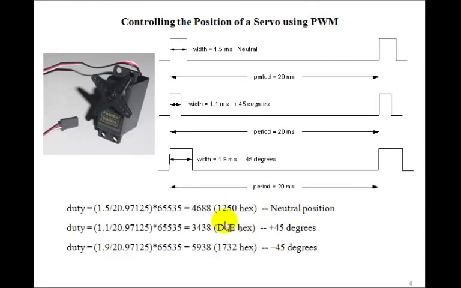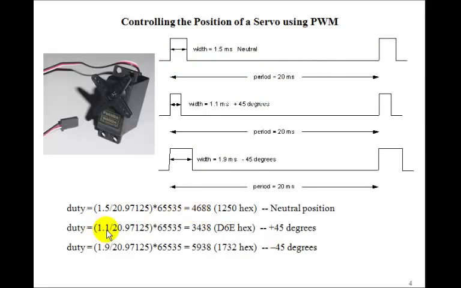And then the neutral position, to get a 1.5 millisecond duty, we can take 1.5 milliseconds divided by the 20.9 seconds times 65,000. That gives us 4688, which is 1250 hex. So if we make 1250 hex for duty, we should get this PWM signal.